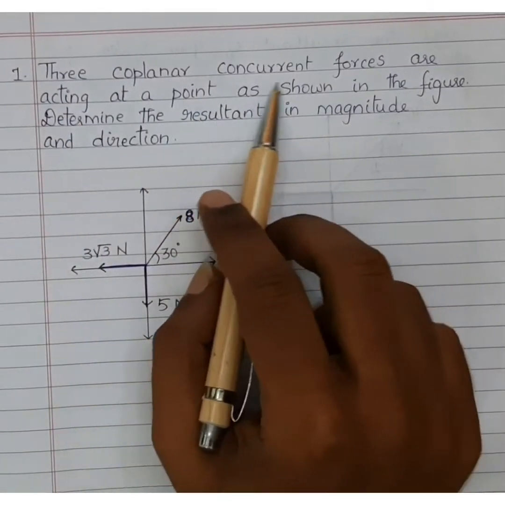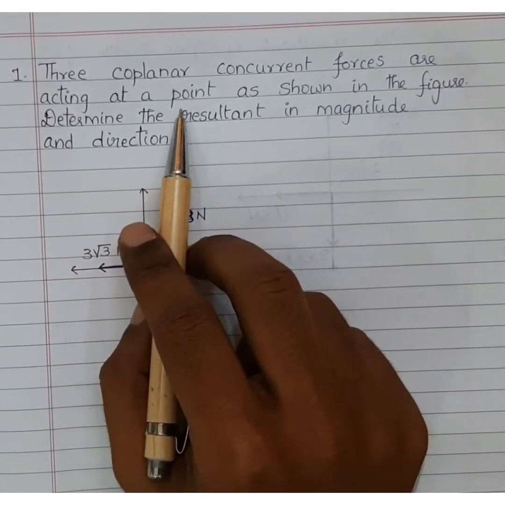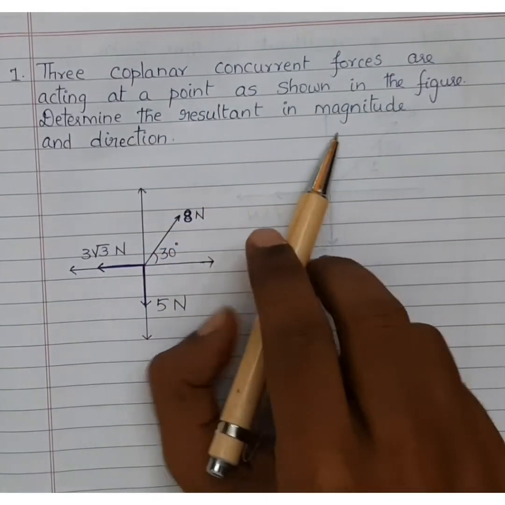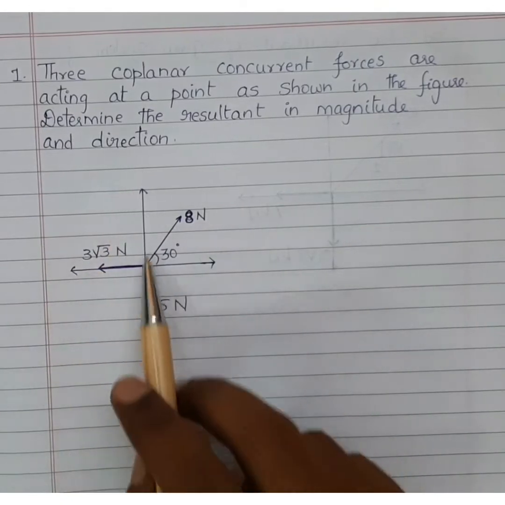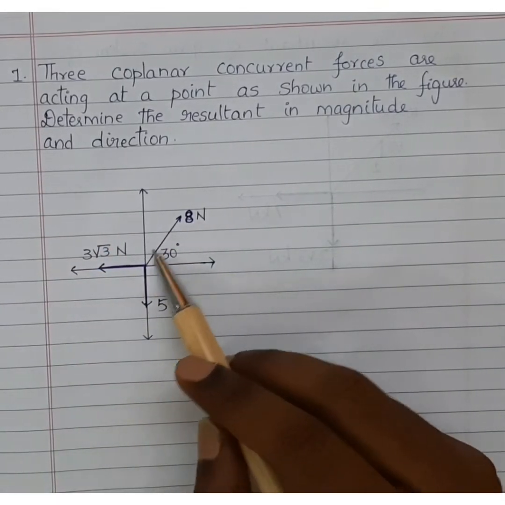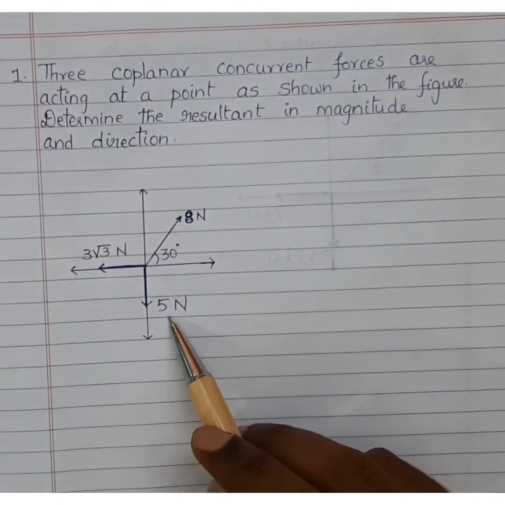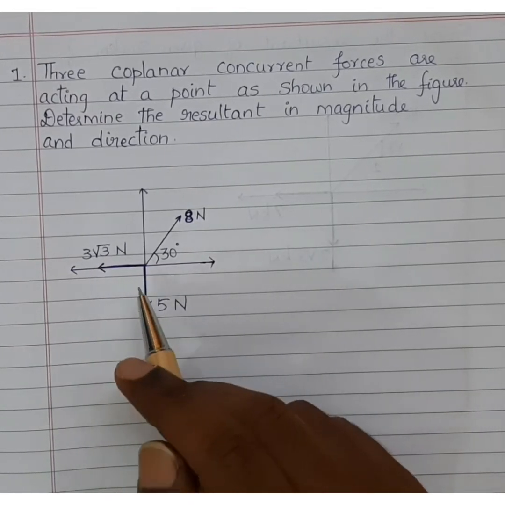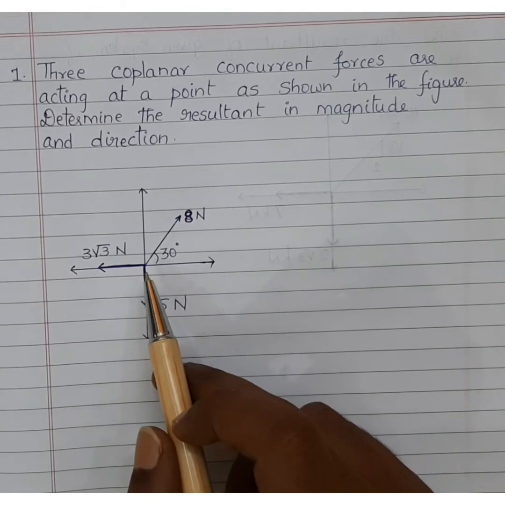Three coplanar concurrent forces are acting at a point as shown in the figure. Determine the resultant in magnitude and direction. So you have three forces, one 8 Newton force, one 5 Newton force and another one 3√3 Newton force. So the first step is to resolve all the given forces.